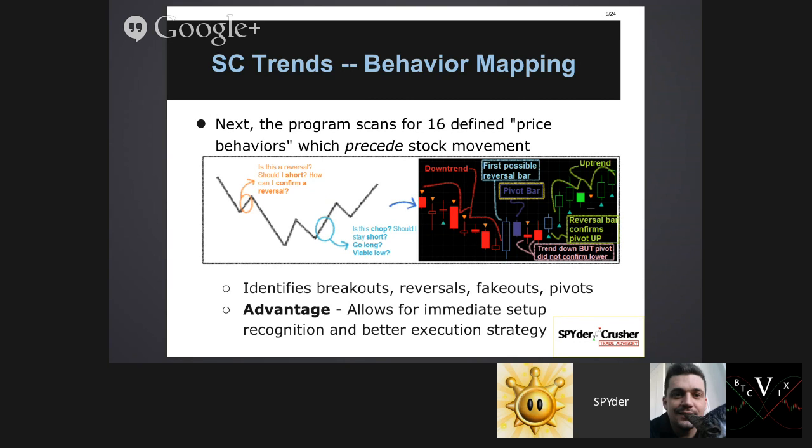and they don't completely work. Given that markets are cyclical and styles are cyclical, in that sometimes the market will be experiencing momentum, other times there will be mean reversion, what you want is something with the tools that allows you to handle all those markets. So in the 16 price behaviors, we have mean reversion indicators with pivots and reversals. We have trend indicators, which is sort of the red light, green light. And we've got other data points that pop up warning you about changes in market characteristics. The advantage here is that it allows for setup recognition and better execution.